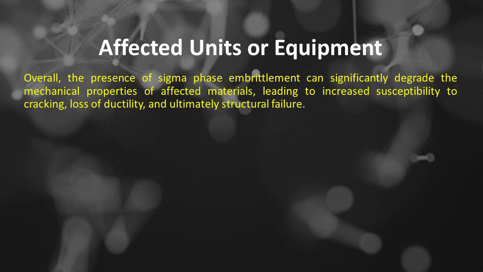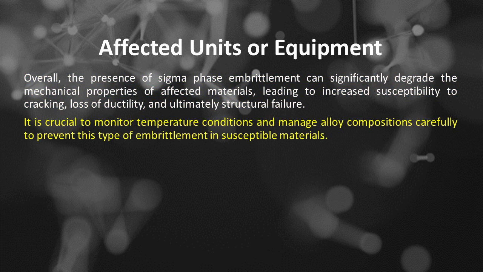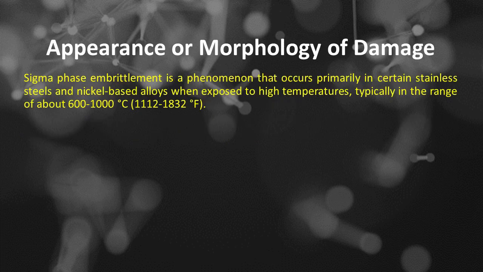Overall, the presence of sigma phase embrittlement can significantly degrade the mechanical properties of affected materials, leading to increased susceptibility to cracking, loss of ductility, and ultimately structural failure. It is crucial to monitor temperature conditions and manage alloy compositions carefully to prevent this type of embrittlement in susceptible materials. Appearance or morphology of damage.